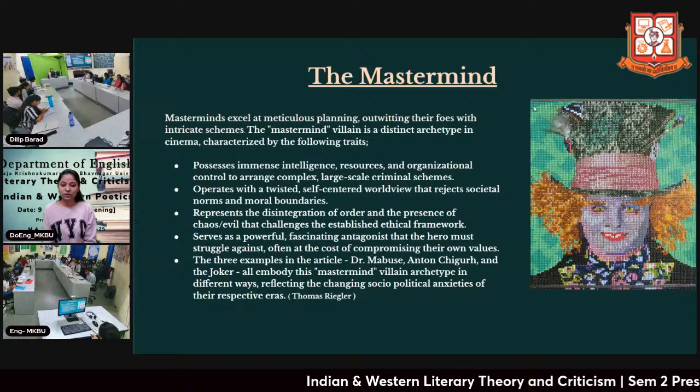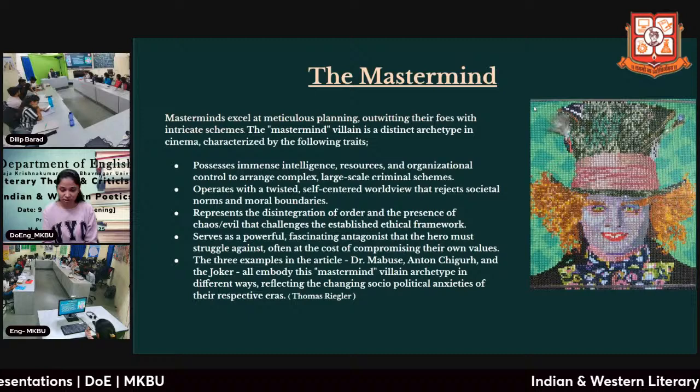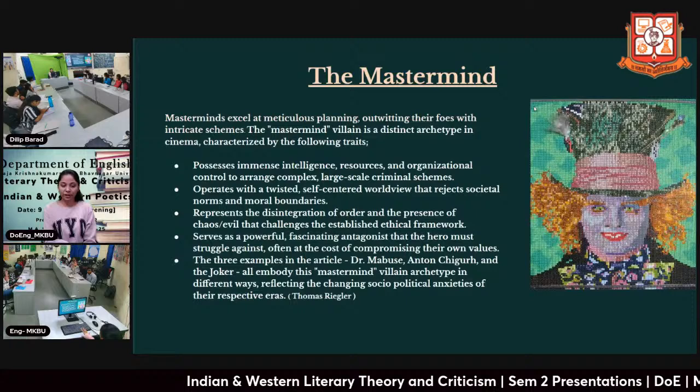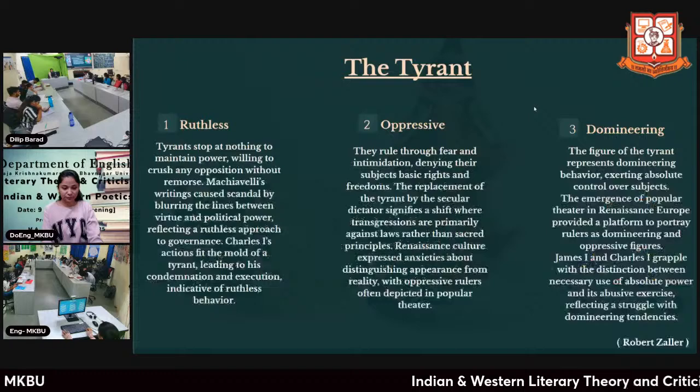Serves as a powerful, fascinating antagonist that the hero must struggle against, often at the cost of compromising their own values. So yes, these are the three names: Dr. Mabuse, Anton Chigurh, and the Joker. All embody this mastermind villain archetype in three different ways, reflecting the changing socio-political anxieties of their respective eras. So that was the first one, and the second one is the tyrant.